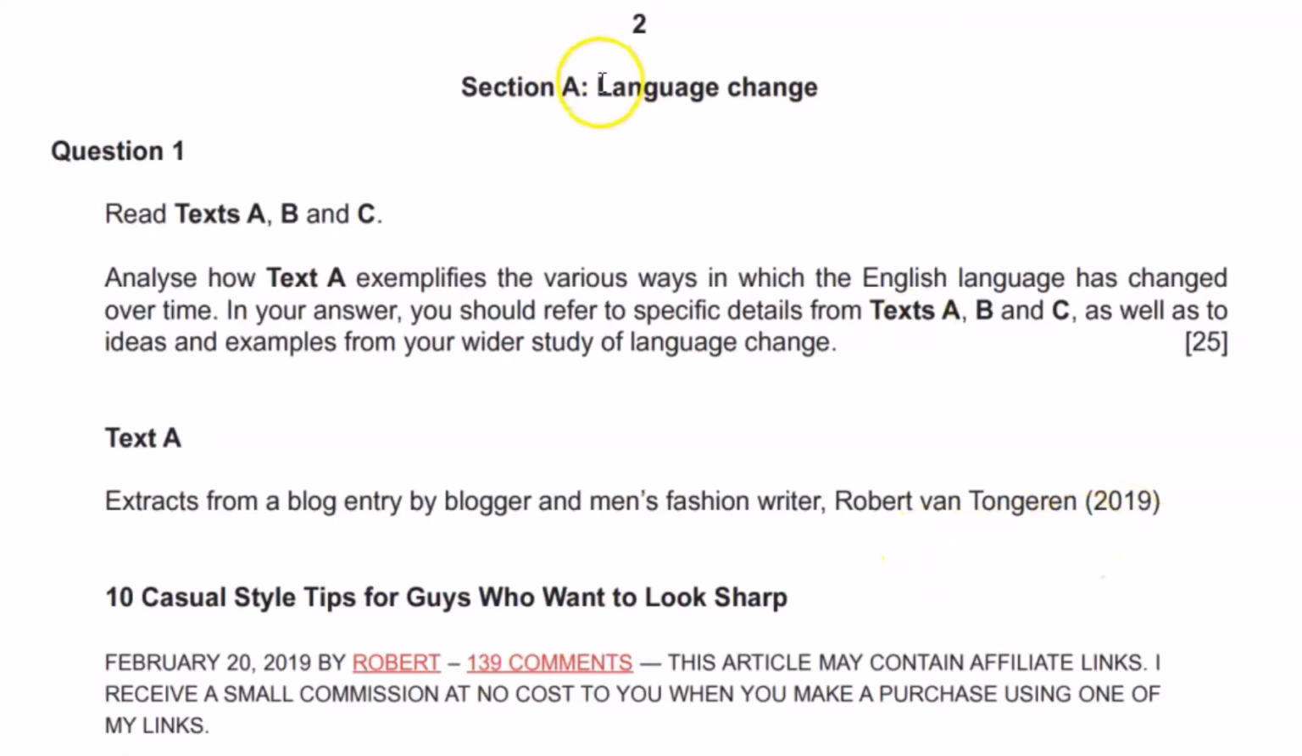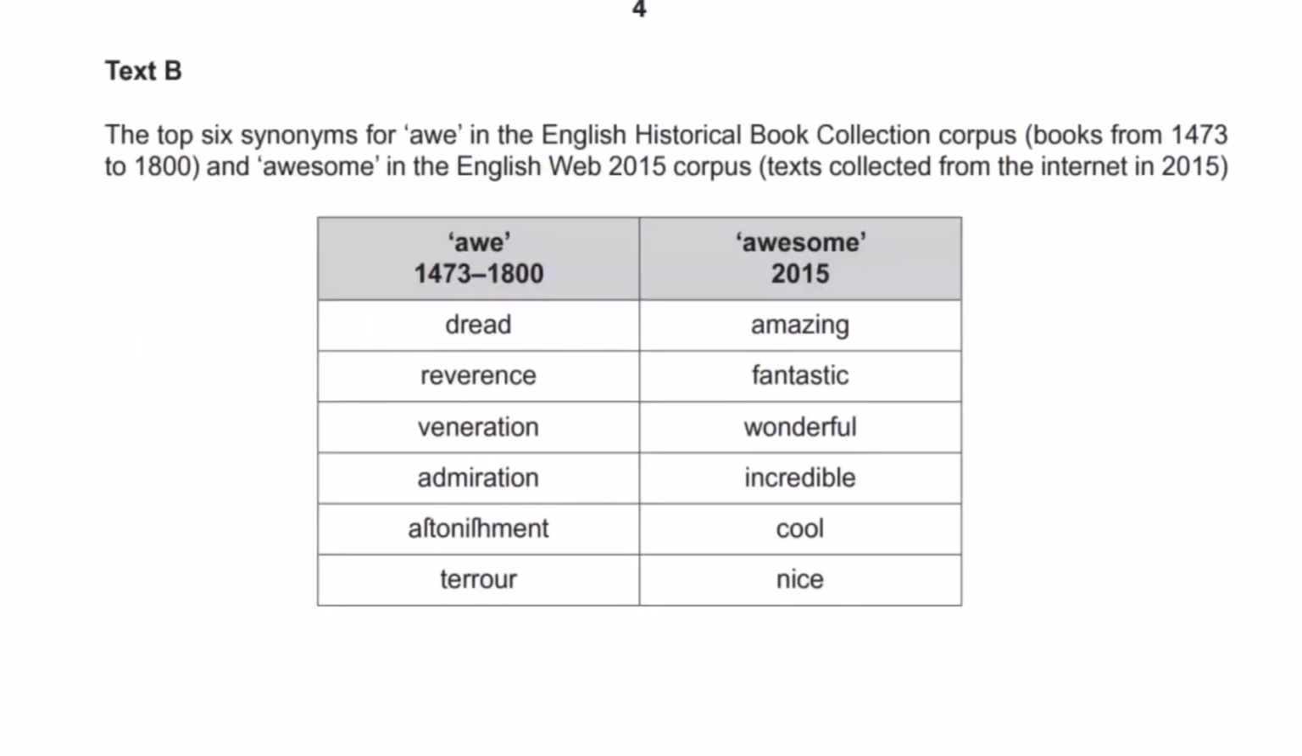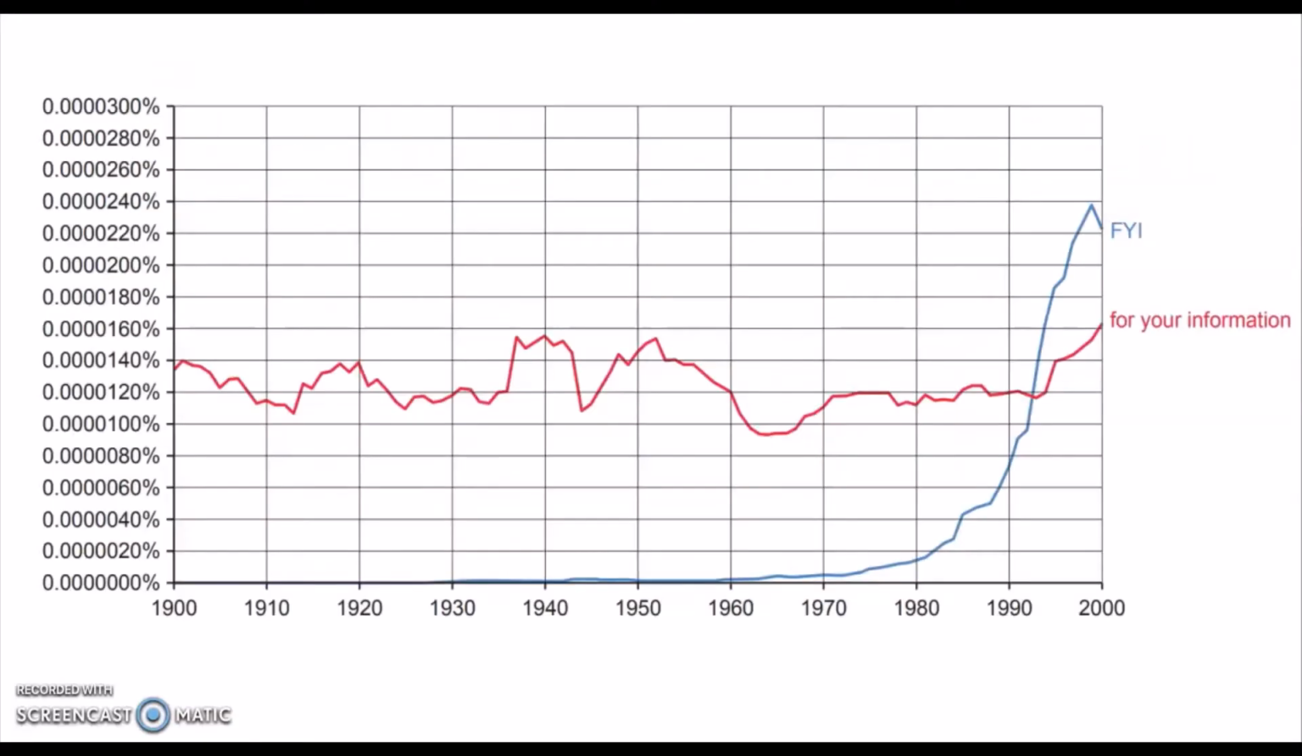So when we talk about language change, we must not forget that through these text types, text A, B, and C, we are going to analyze how the language evolves over time. Text B is a table that is generated from the corpus, or the digitally stored data. The same is the case with text C, and that is an n-gram graph. I have talked about this n-gram graph in my previous videos. So this graph is also generated through the corpus.